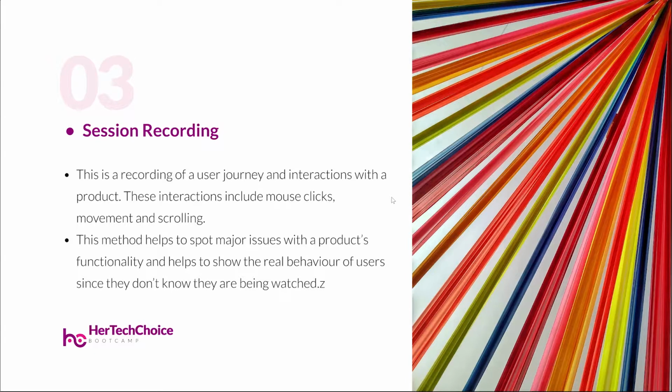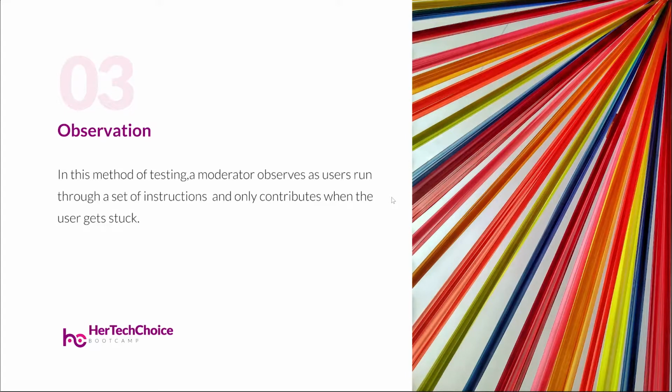This method helps to spot major issues with the product's functionality, and it also helps to show the real behavior of users since they don't know they are being watched. Under observation, a moderator observes as the user runs through a set of instructions and only contributes when the user gets stuck.